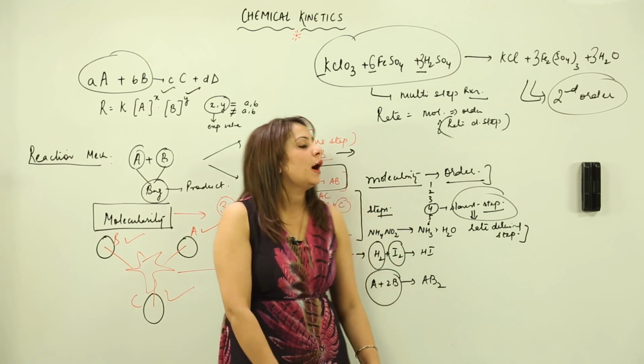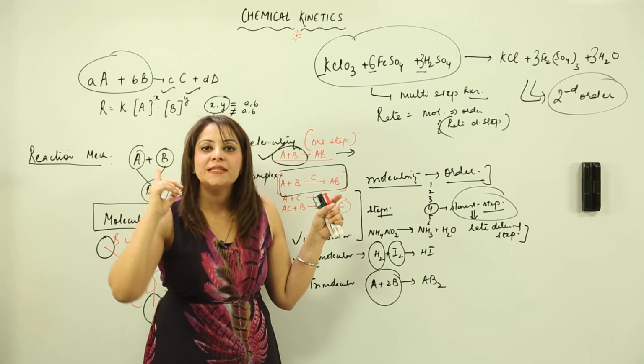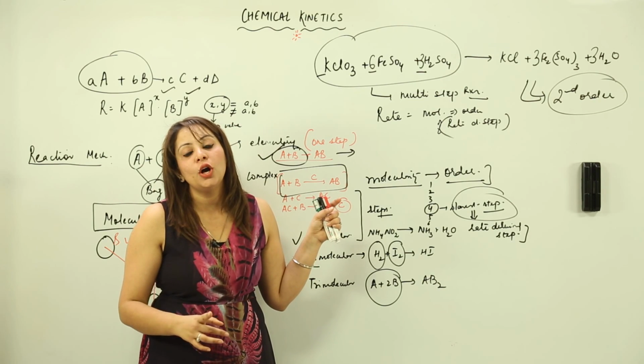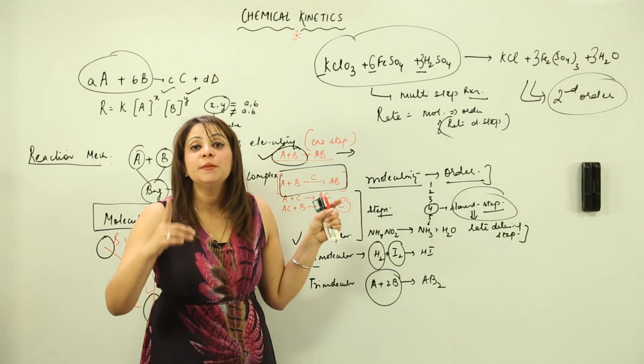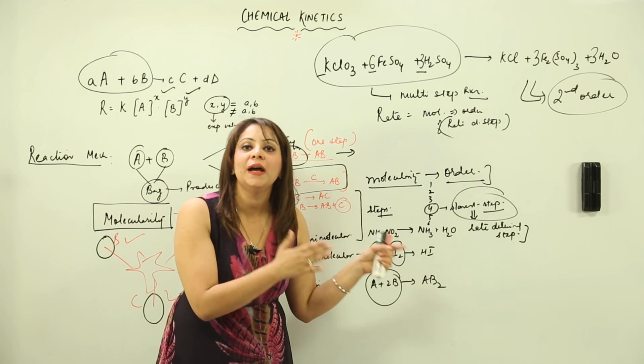But when I want to know about the order for the whole reaction, I am just going to consider the step that is the slowest of all, because that step is called the rate determining step, and the molecularity and the order of the reaction is suggested by that rate determining step.